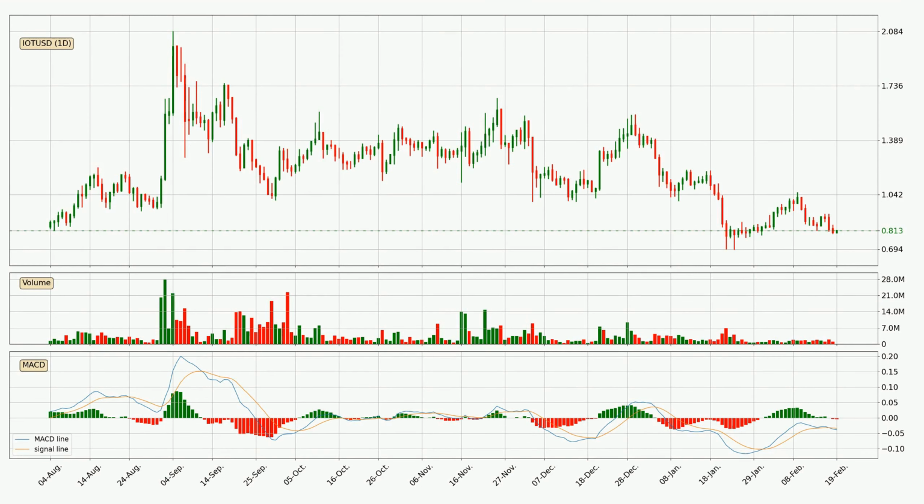Jumping to the daily MACD, the MACD line is below the signal line, which shows that the current trend is on the downside. The MACD histogram shows that the momentum is currently strong, and it could be expected the price to go further to the downside.